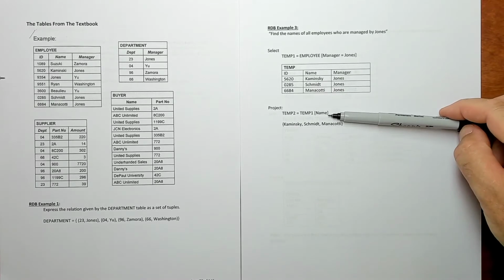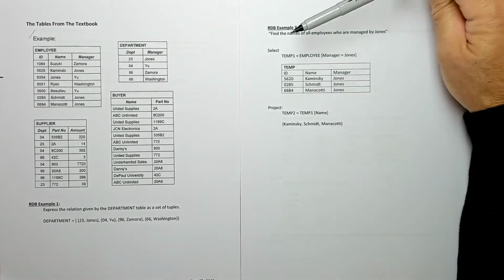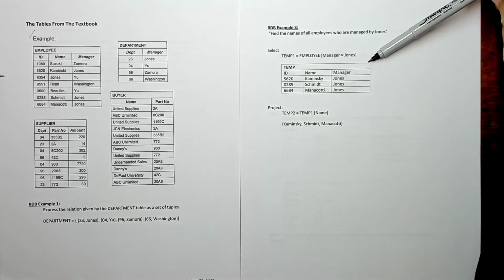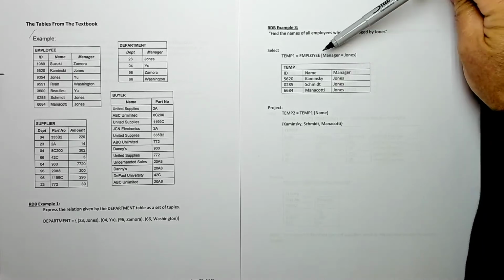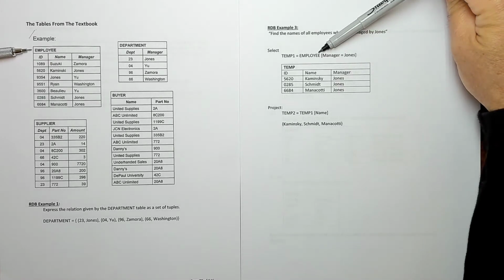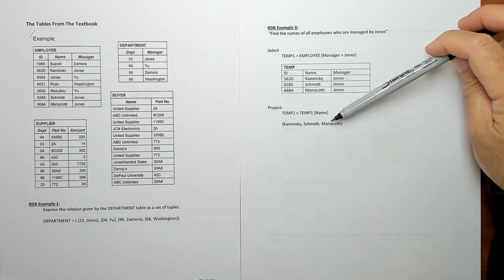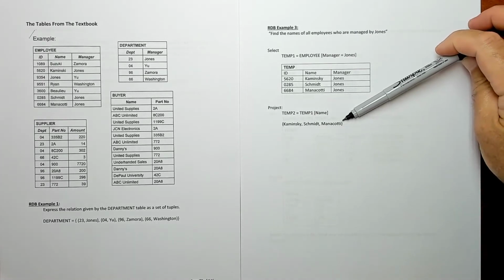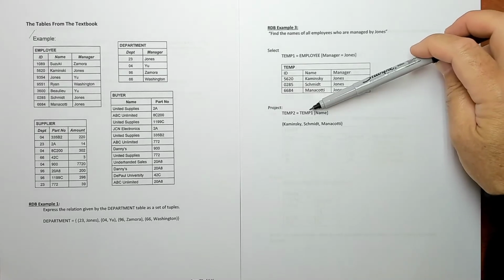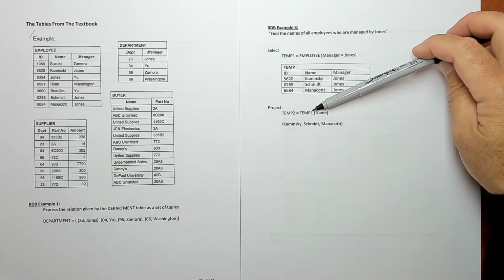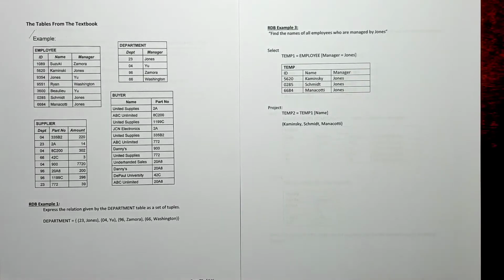So we generate temp1, which is this guy, by doing a select on the employee table. Then we generate temp2, which is this guy expressed in set notation instead of a table, but it's still a table. We generate this guy by doing a project operation on temp1. Okay, that's another example. We got more, we got lots.